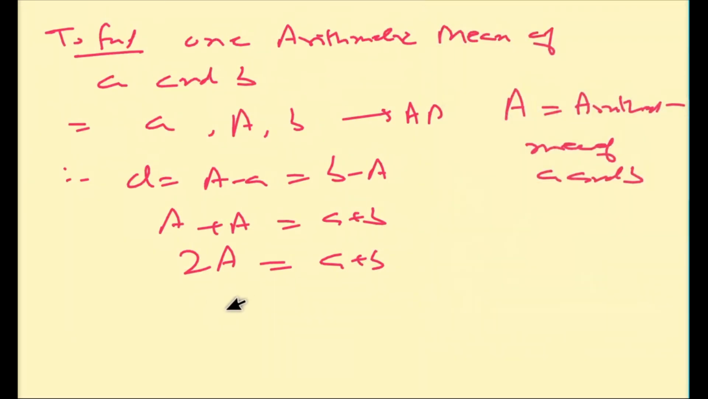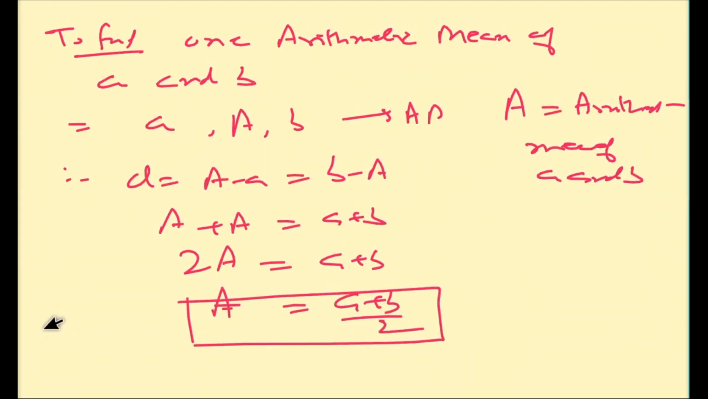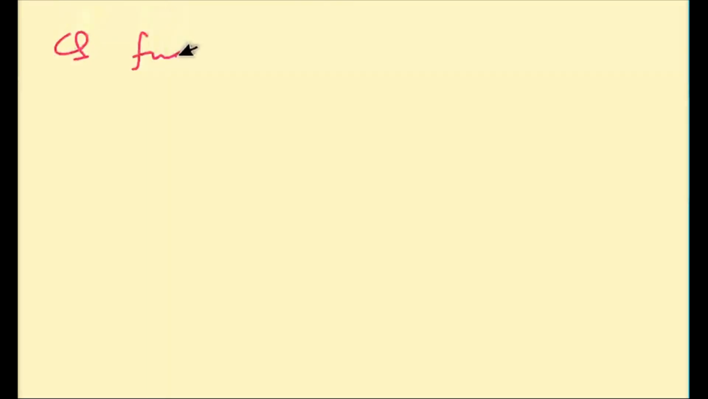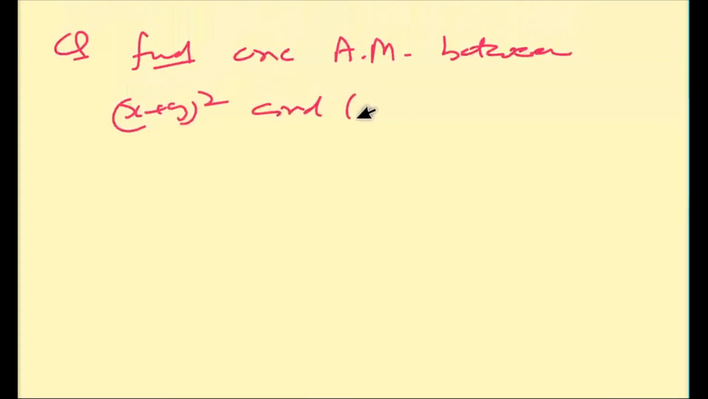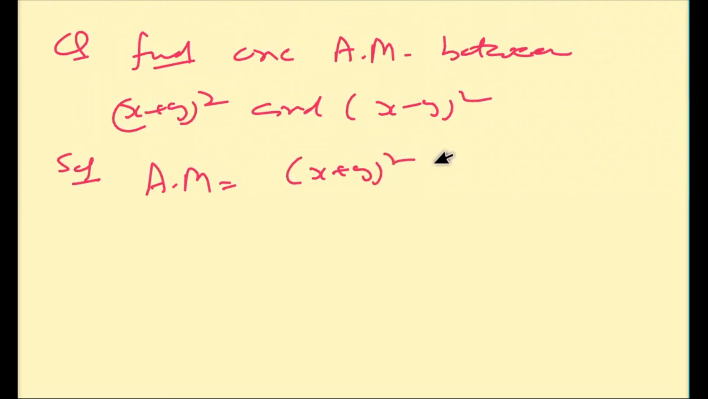So we can write A equal to (A plus B) upon 2. It is one arithmetic mean between A and B. So now the question is, find one arithmetic mean between (x plus y) square and (x minus y) square. So solution is, arithmetic mean is (x plus y) square plus (x minus y) square upon 2.